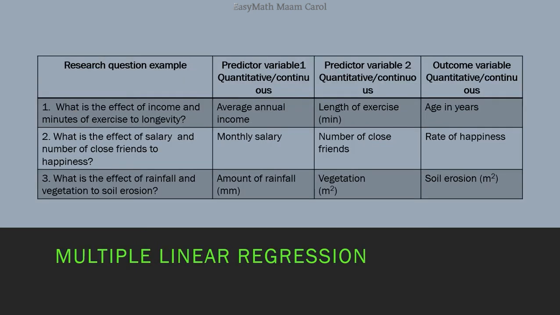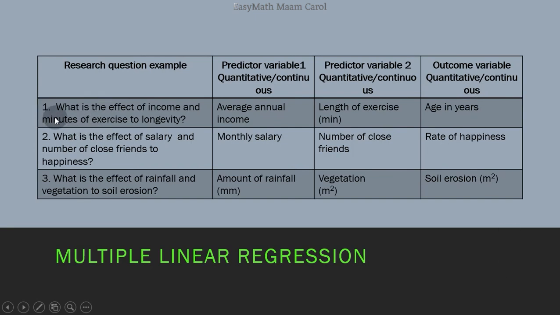The next type of linear regression is the multiple linear regression. And to illustrate, I have here another table that gives us research question examples, predictor variables, and the outcome variable. You notice that for predictor variable, we got two quantitative continuous data, and then the outcome variable is also continuous or numerical. So the predictor variable 1 and 2 are both numerical, and the outcome variable is also numerical.